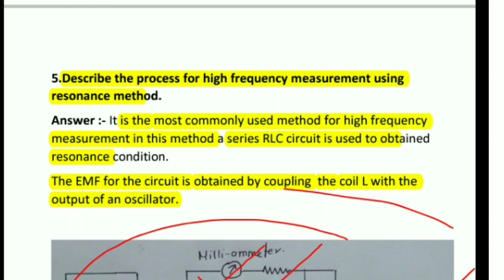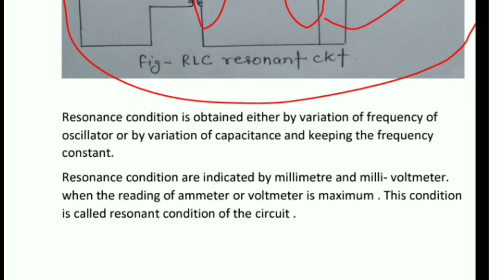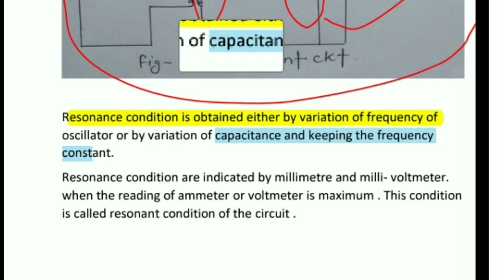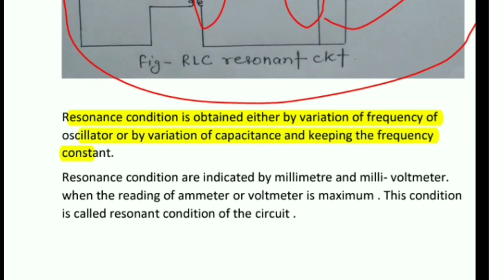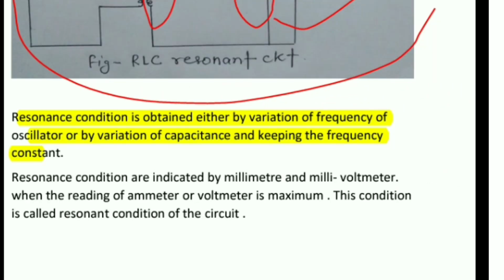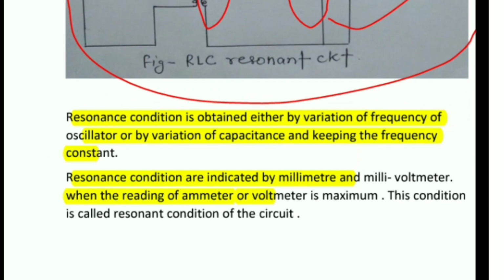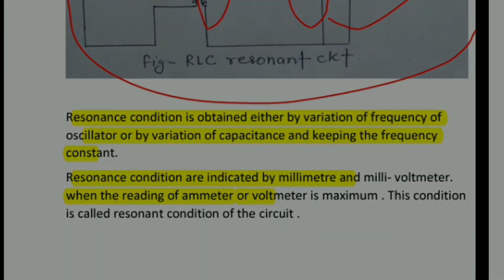The resonance condition is obtained either by variation of the frequency of the oscillator, or by variation of capacitance keeping the frequency constant. Resonance is indicated by the milliammeter and millivoltmeter when the reading of the ammeter or voltmeter is maximum. This condition is called the resonant condition of the circuit.